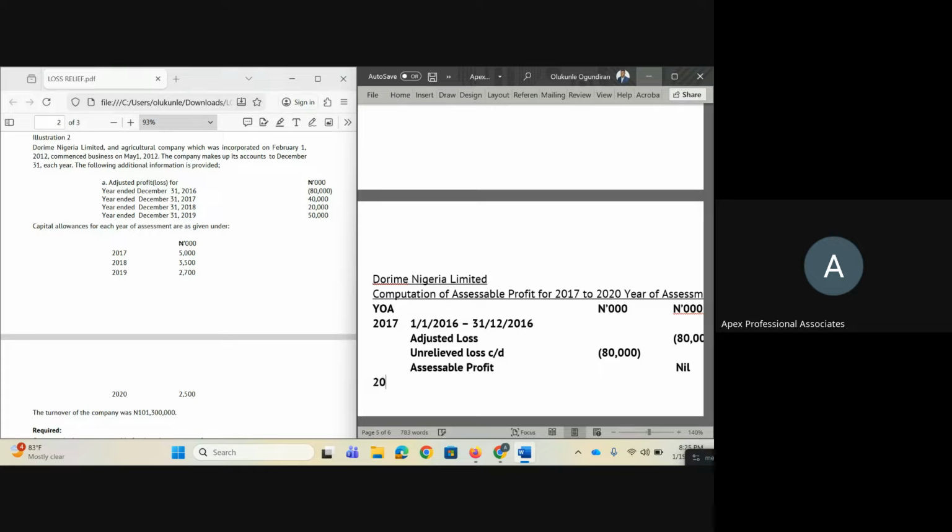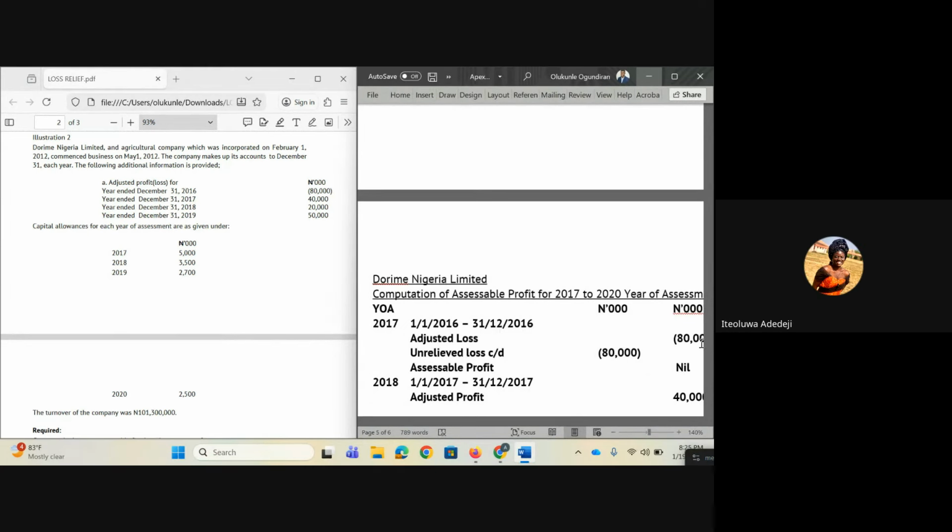So let's do the 2018 year of assessment. The basis period is going to be 1/1/2017 to 31 December 2017. Is it profit or loss? It's a profit. So how much is the profit? You have 40K, 40,000 naira profit.